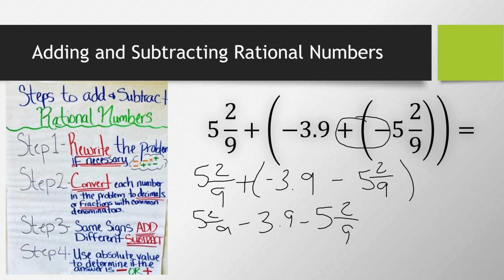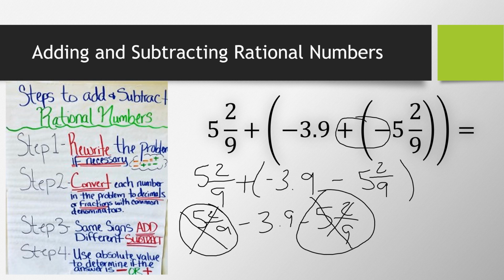One thing that you should realize here is that you have a positive 5 2/9 and a negative 5 2/9. Those are going to cancel each other out. Imagine if you have 5 and negative 5. Those are additive inverses. So if you add the opposite of a number, you know that's going to give you 0. So these cancel each other out. Now I'm left with negative 3/9. This problem was easy. My answer is negative 3/9.